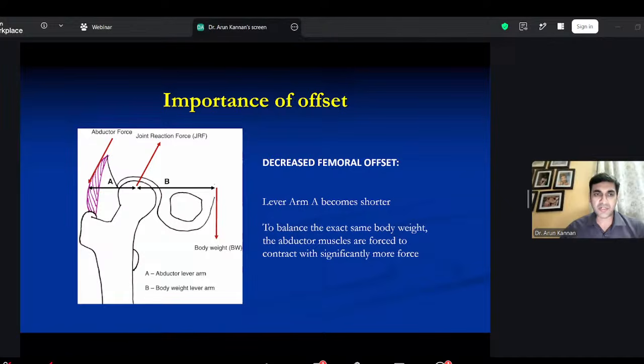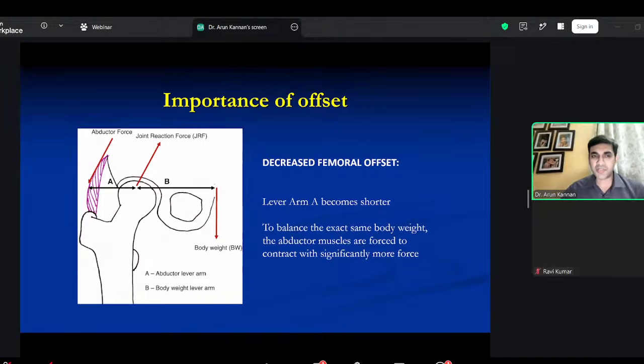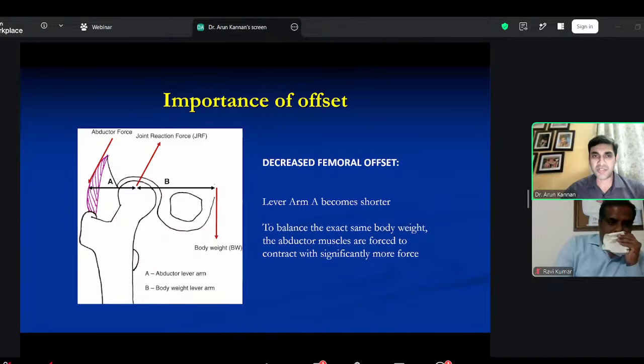Here A is the abductor lever arm and B is the lever arm for the body weight from the center of the body to the center of the hip. And if A, which is femoral offset, is lower, meaning if the offset is shortened, then the abductors have to do much more work to maintain the hip against the body weight. So if we shorten the abductor lever arm, the abductors have to work more and they become more tired, leading on to a Trendelenburg gait.